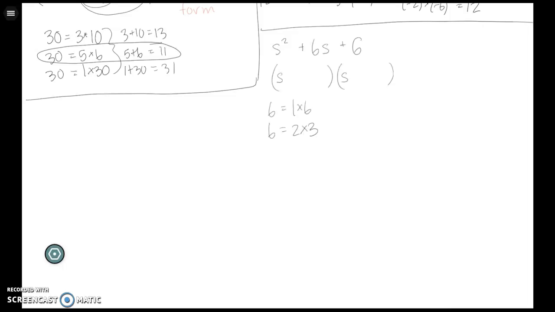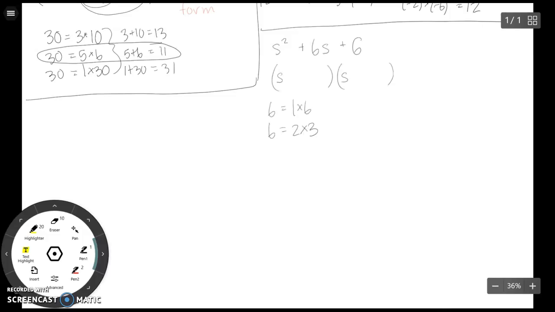Now if I add 1 and 6 up, I get 7. If I add 2 and 3, I get 5. But I really needed to add up to give me 6, right? So maybe we could think about changing the 1 or the 6, or both, to negatives or positives. But no matter how I change these four numbers, these two sets of pairs, I'm never going to be able to add them up to get 6 like I need. So we would say that this trinomial is unfactorable. It is a prime polynomial.